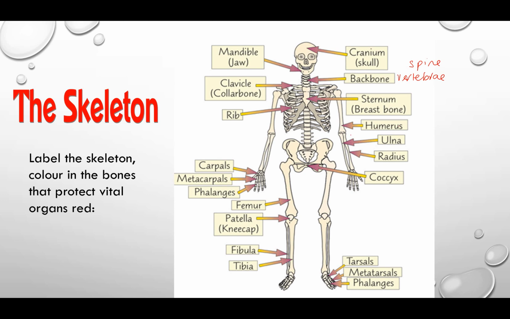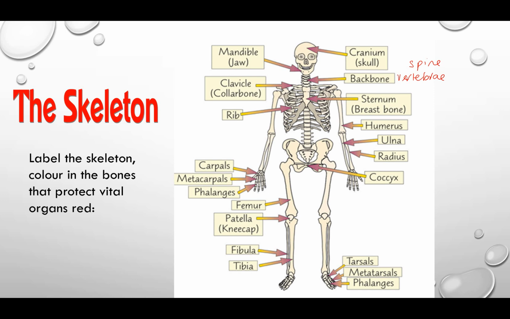And then the lower arms, the radius is the one closest to your thumb. So if you're holding your hands outwards, the radius is close to your thumb and the ulna is on the other side. We also have our rib cage, which is there to protect the lungs and the heart. So the cranium or skull is there to protect the brain. The rib cage protects the lungs and the heart, which we've already looked at.